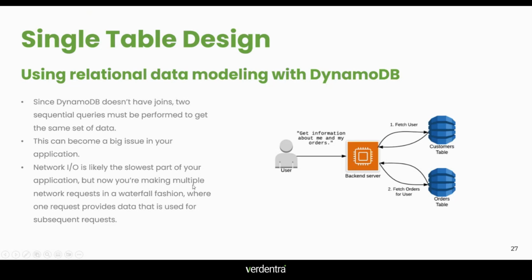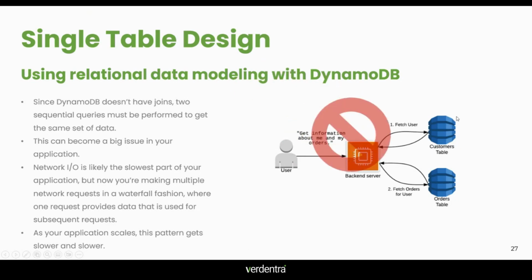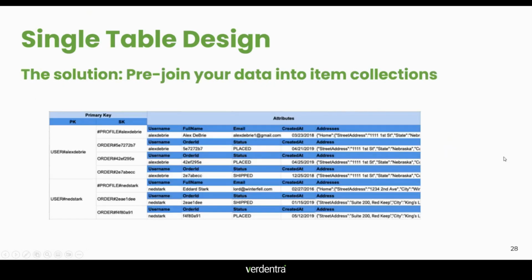And now you are making multiple network requests in waterfall fashion, where one request is necessary for the subsequent request. And as you scale, this gets slower and slower. So this is not recommended with DynamoDB. And so the solution is the single table design.